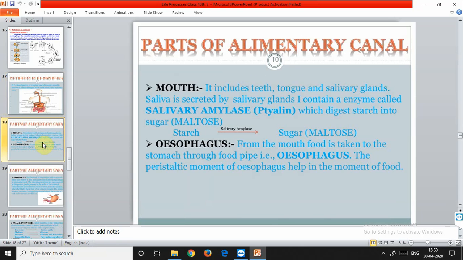Then we talked about the esophagus. The esophagus was a tube. It is also called the food pipe, and it was the tube that connects our mouth to the stomach.